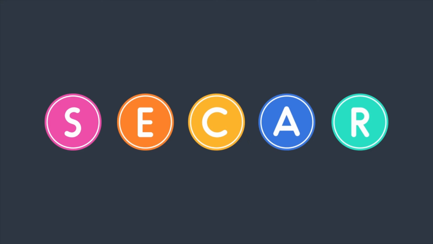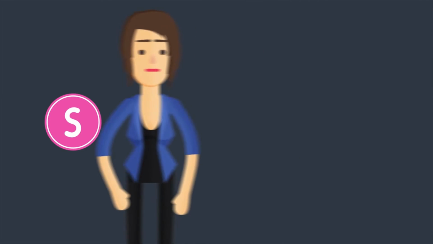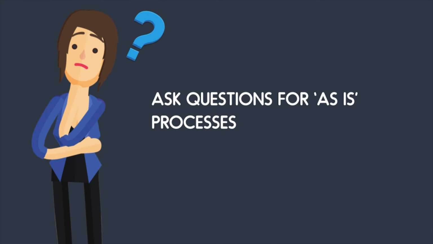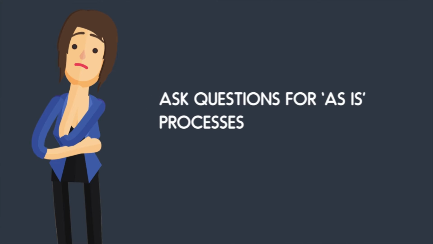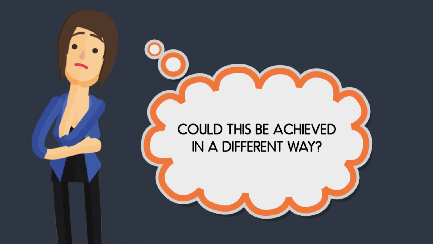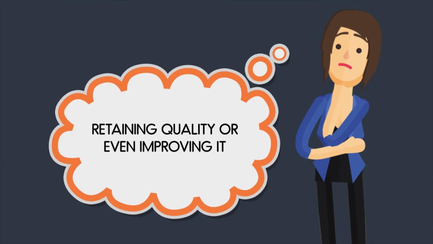So, using the 5 SECAR prompts in the previous lessons as a guide, you can start by asking lots of questions for each and every problem with an as-is process. Start asking yourself or discussing in your team if this could be achieved in a different way, without a loss of quality, and even with an improvement to customer service.